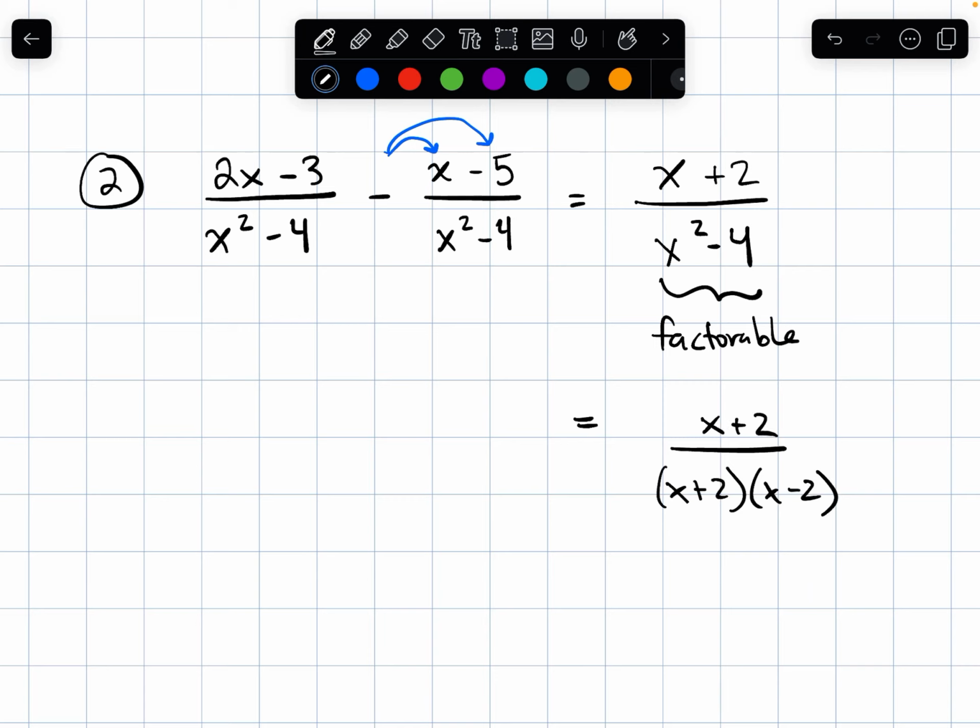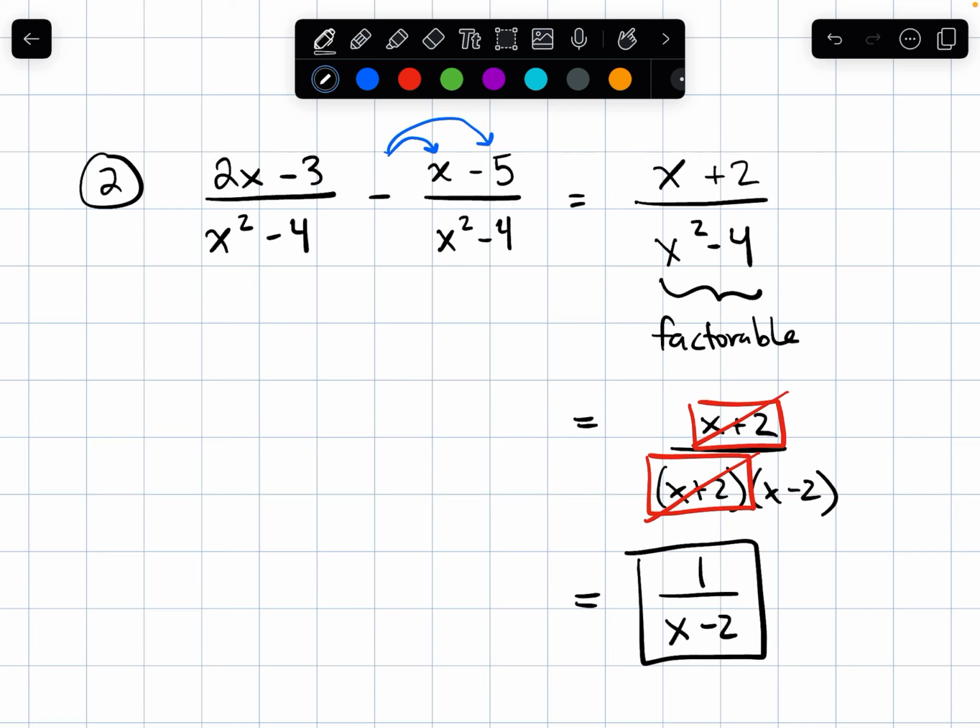In the numerator, I have an x plus 2. So now when I look, again, I can cancel anything when I have the exact same thing in the numerator and the denominator. And so because I have an x plus 2 in the numerator and I have an x plus 2 in the denominator, these will cancel with each other. All right, and so that gives us 1 over x minus 2, and that would be our final answer.